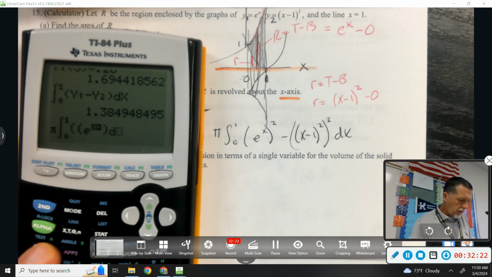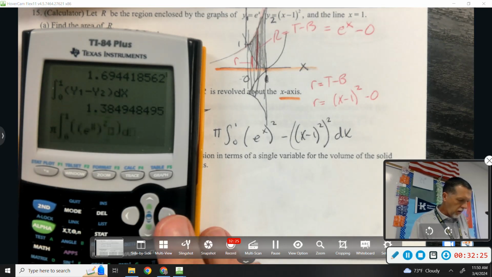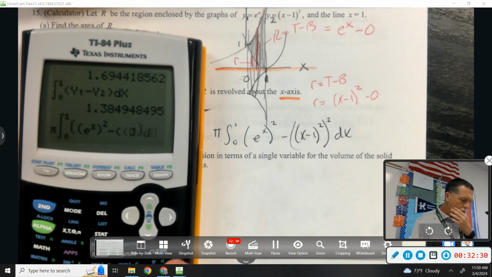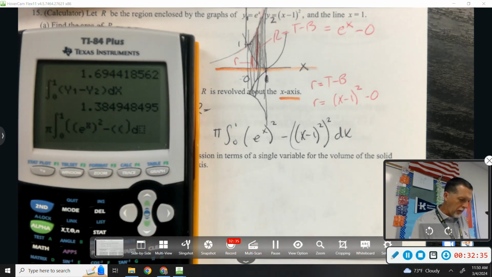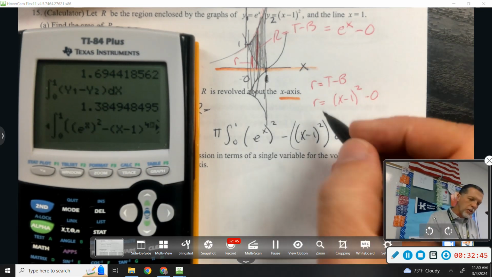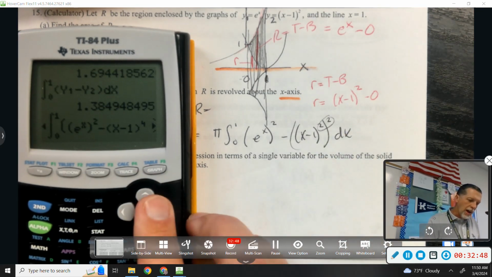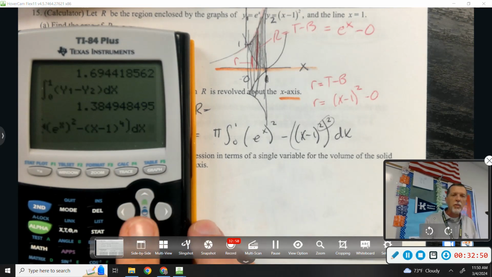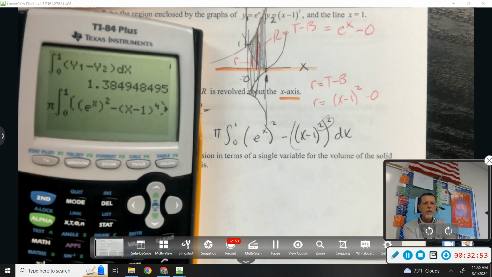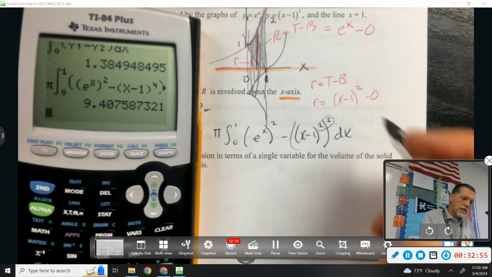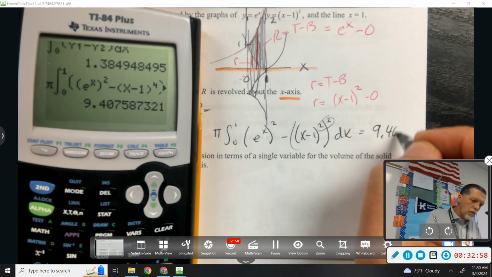E to the x, squared, minus... the parentheses are going to mess me up on this one, so I'm just going to go x minus 1 to the 4th. Otherwise I've got parentheses, parentheses, parentheses trying to get everything right. But if I just do the power to a power, I multiply. I think that's easier than trying to keep up with parentheses. 0.408.